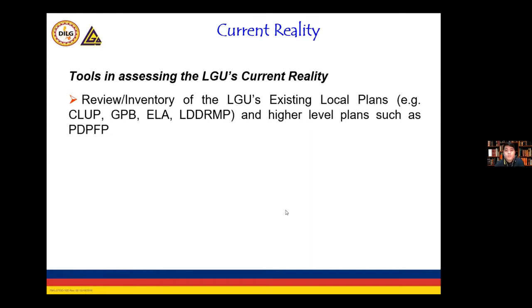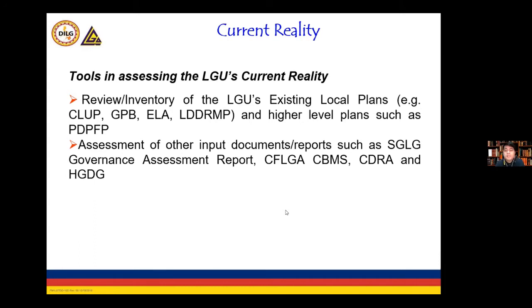So we also have the higher level plans, this could be the Provincial Development and Physical Framework Plan, which is na-emphasize natin kahapon yung vertical link, no? Vertical link ng mga plans natin, yung alignment of plans na dapat nakakasunod tayo sa thrust and priorities ng mga higher level plans. Okay? Next is assessments, no?